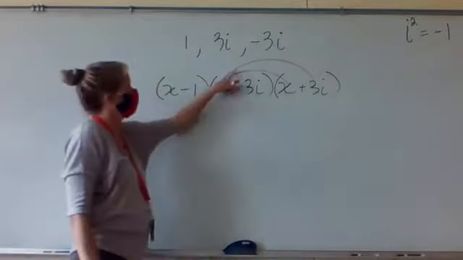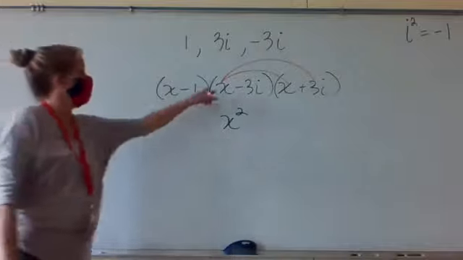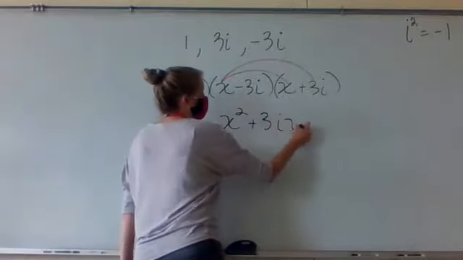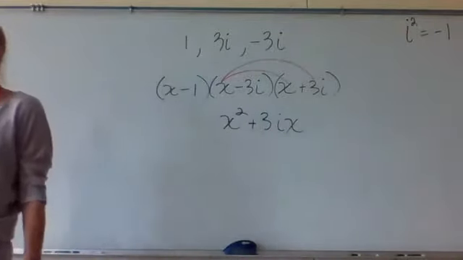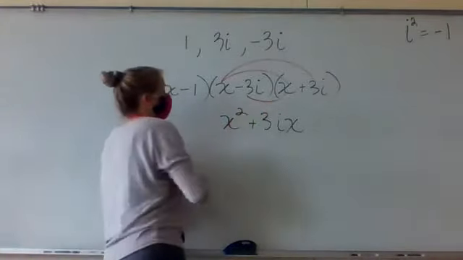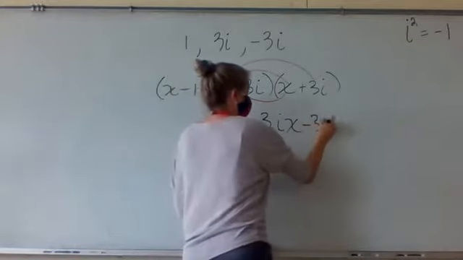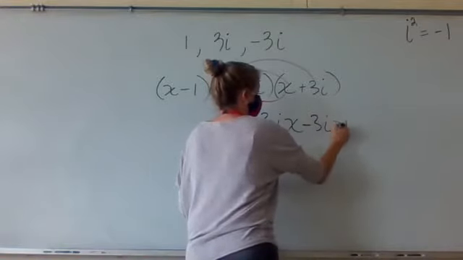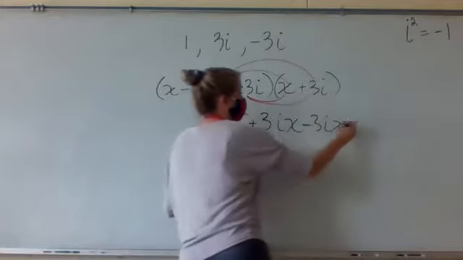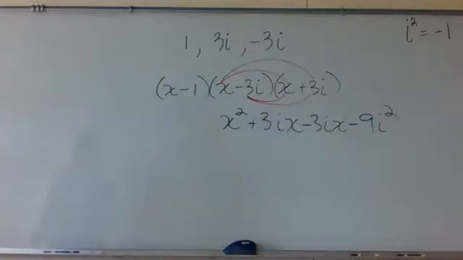Let's see. X times x gives me x squared. X times 3i is going to give me positive 3ix or 3xi, however you want to write it. Look what your inner gives you. -3ix. And then what's your last give you? -3i times positive 3i gives me -9i squared. This cleans up a lot.